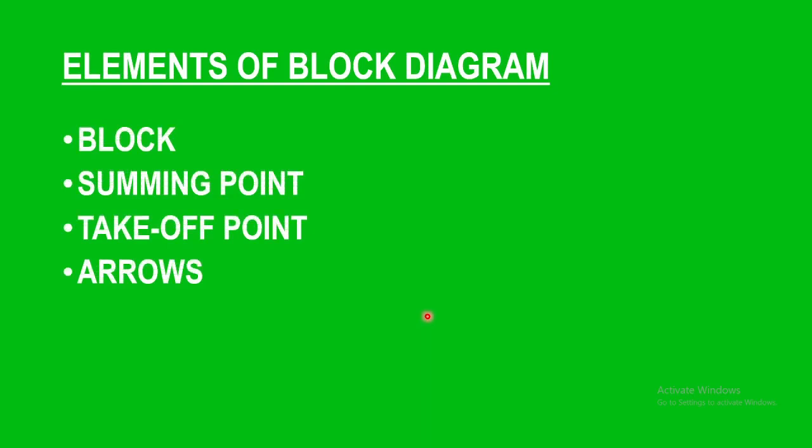Let us see what elements are present in a block diagram. The different elements present in block diagrams are, first, the block; second, the summing point; third, the takeoff point; and another thing is arrows. Let us see each definition.